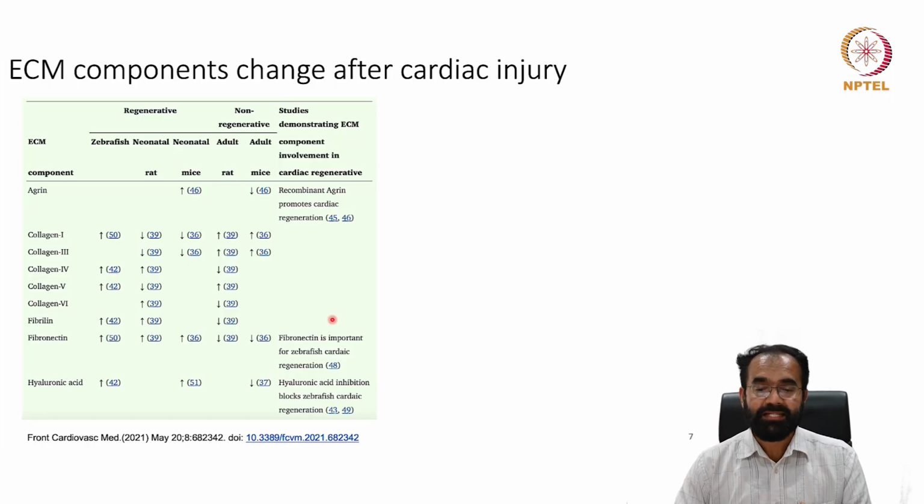So we know ECM components can change after cardiac injury. We know their components change. This table shows the members of the ECM, like collagen 1, collagen 3, collagen 4, 5, 6, fibrillin, fibronectin and hyaluronic acid. These are all part of the ECM. Lots of proteins are there. And let us see the regenerative situation, the non-regenerative situation, and what can be done further.